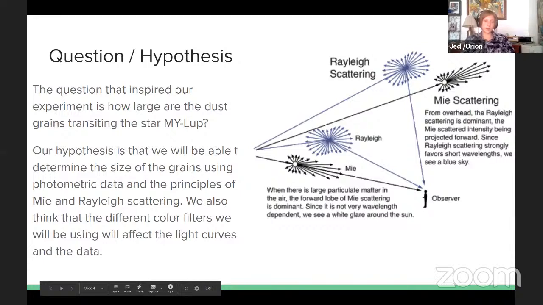So our question and hypothesis. Our question, what inspired this experiment, is how large are the dust grains transiting the star MY Loop. Our hypothesis is that we will be able to determine the size of the dust grains using photometric data and the principles of Mie and Rayleigh scattering. Mie and Rayleigh scattering can be represented by the image on the right. We also think that the different color filters we will be using will affect the light curves and the data. So next slide.